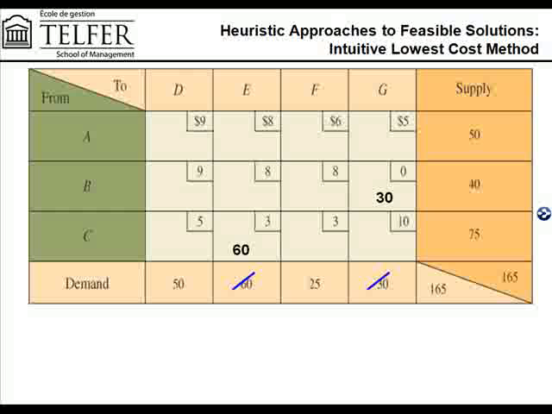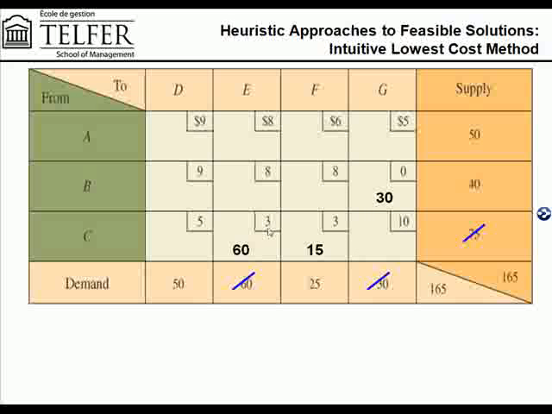The next cell that we have here is the $3 cell, again, from C to F. F requires 25 units. C, you've already supplied 60, so C only has 15 more units that can be allocated elsewhere. So we will try and supply the 15 from C to F, which will exhaust the supply for supply point C. So C cannot supply any more units now. We've only satisfied the demand up to this point for E and G, and only 15 units for demand point F. F still requires 10 more units from somewhere else.